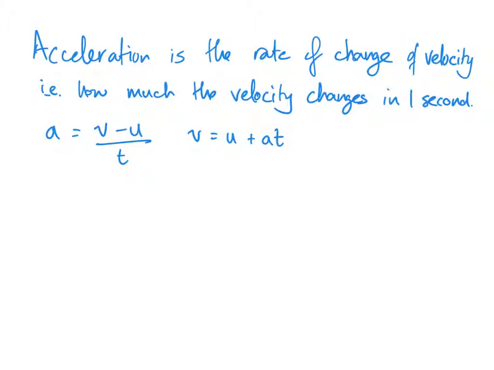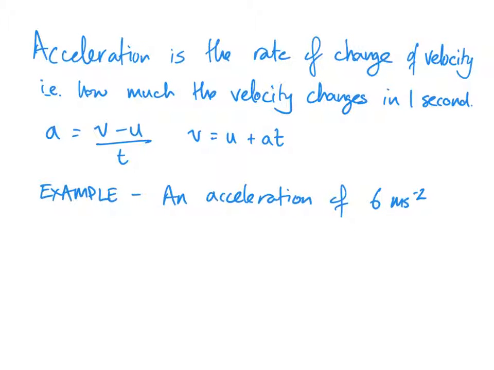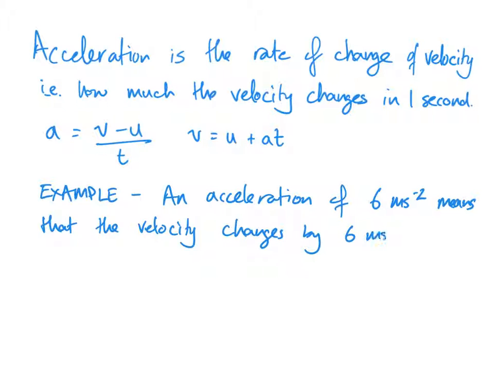Often you're asked about it from the point of view of a number. So, for example, an acceleration of 6 meters per second squared, we'll talk about the units in a wee second, means that the velocity changes by 6 meters per second every second.